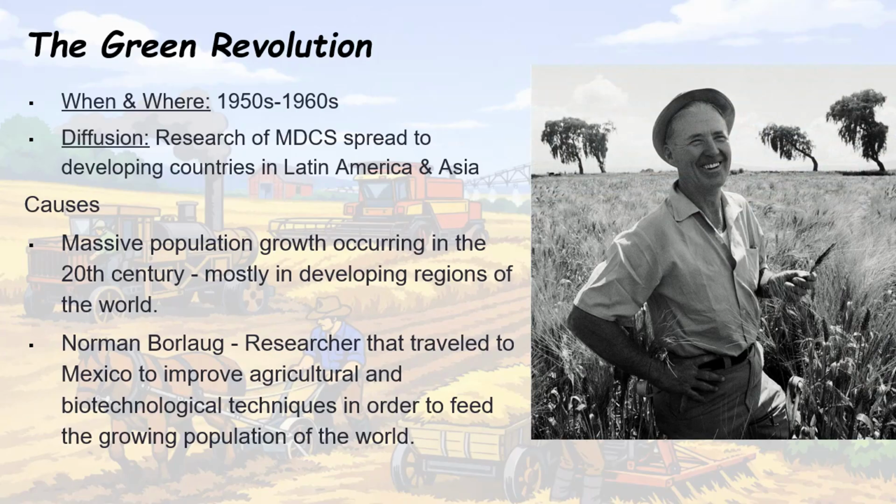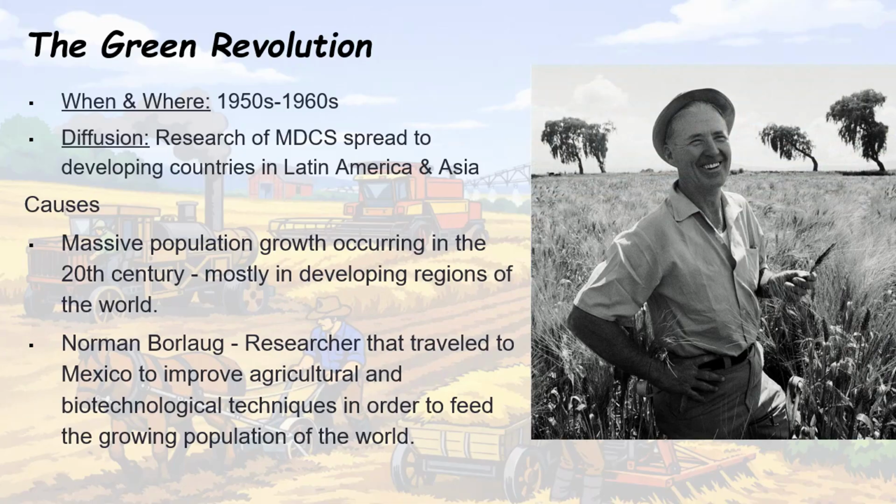That's Norman Borlaug. This man becomes a key figure in this movement. He travels to Mexico and works on improving agricultural and biotechnological techniques so crops can produce more food. The goal is simple, but huge. Prevent famine and feed a rapidly growing global population.